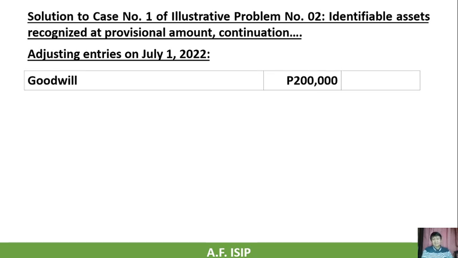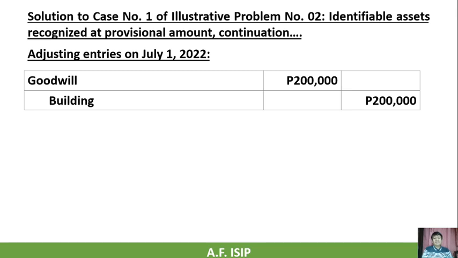So let's now adjust the goodwill. Debit goodwill, 200,000 pesos. Why? According to our computation in the previous slide, there was an increase in goodwill. The first goodwill that we computed is only 300,000 pesos, while the second goodwill presented by the valuation report is 500,000 pesos. So there is an increase in goodwill of 200,000 pesos. That is why we debited goodwill and credit building of 200,000 pesos. Why credit building? Because we will reduce the value of our building.